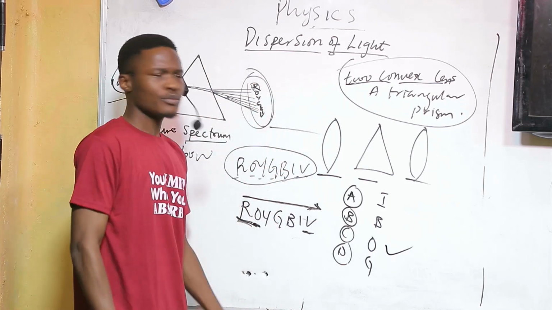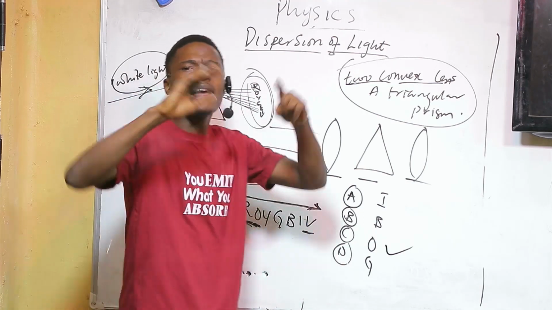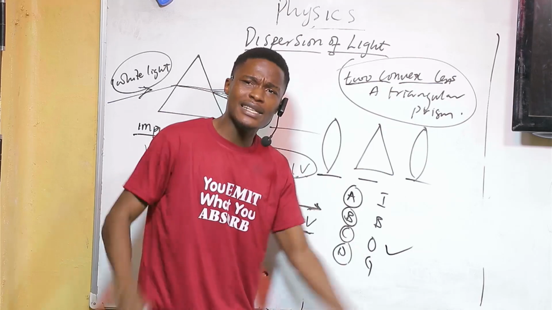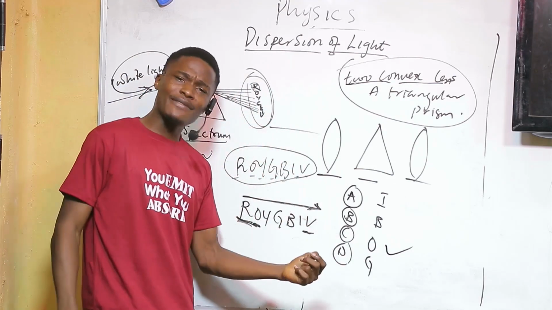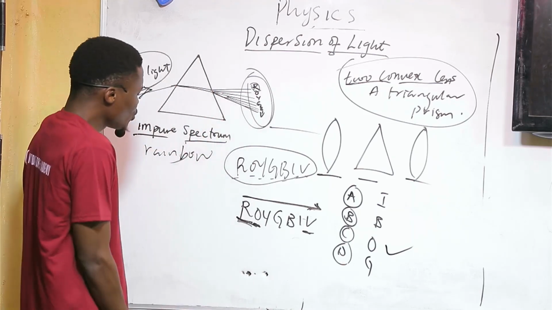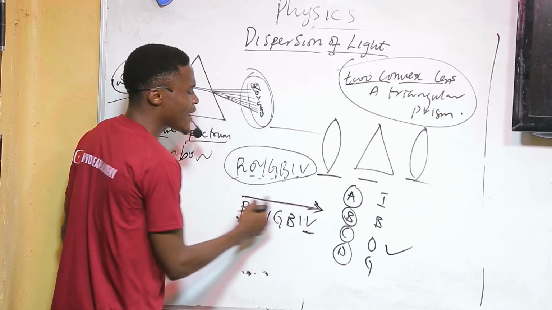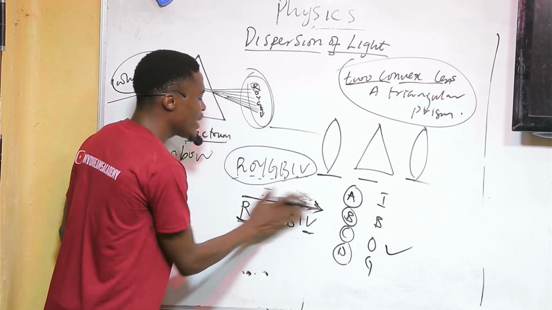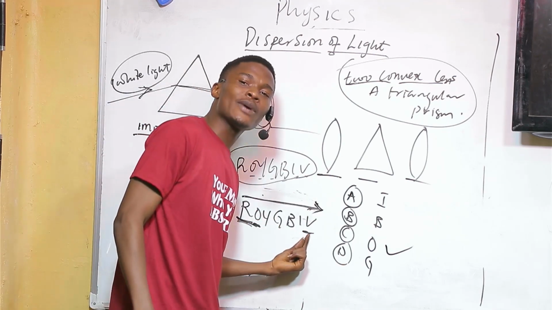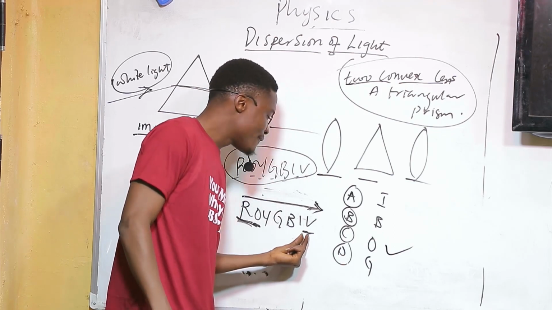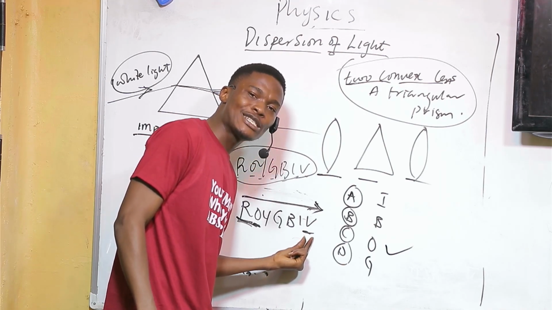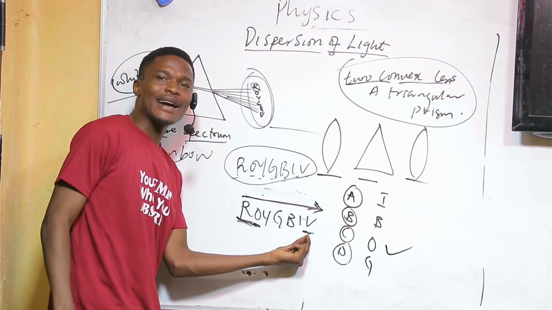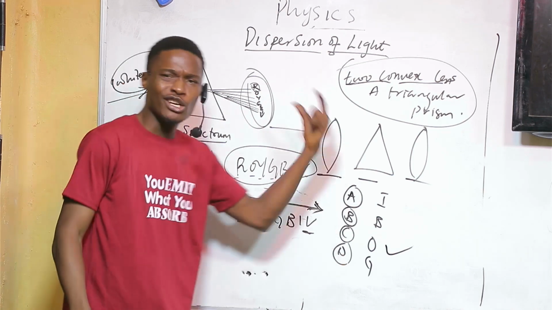Now, again, they will ask which of these colors has the highest or the lowest refractive index. These colors have different refractive indices. All you need to know is that from red to violet, refractive index is increasing, meaning that red has the smallest refractive index and violet has the highest. Remember, violet travels the slowest among all of them, and because of that it has a high refractive index, while red has the lowest refractive index. Take note of that.